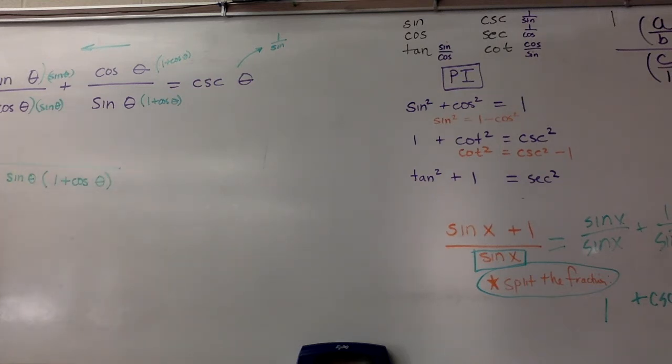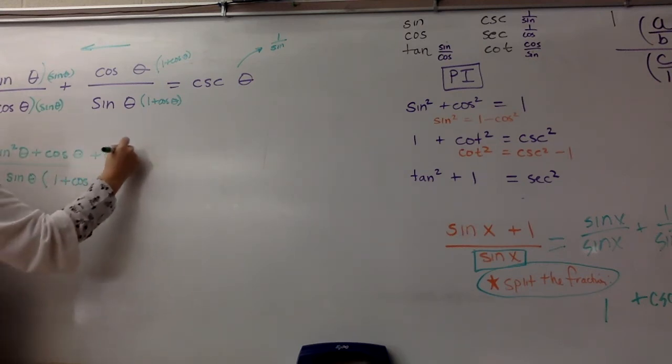What am I ultimately going to have to get rid of out of that denominator? The 1 plus cosine. We're right now trying to manipulate the numerator to get what we need. So let's see what we have up top. If I multiply this, I get sine squared theta plus cosine theta plus cosine squared theta.